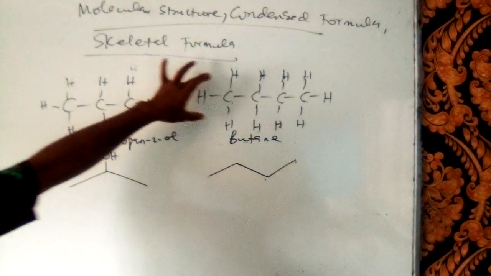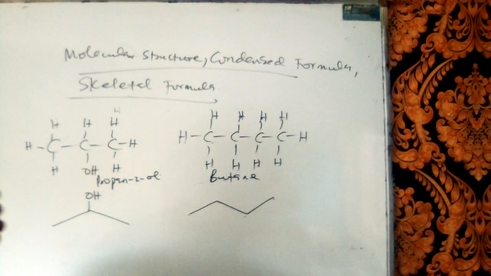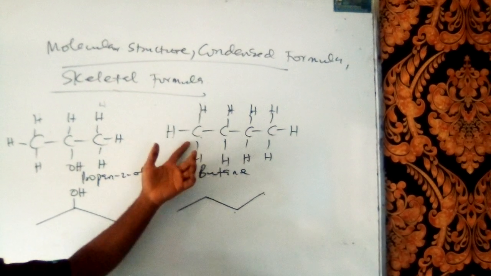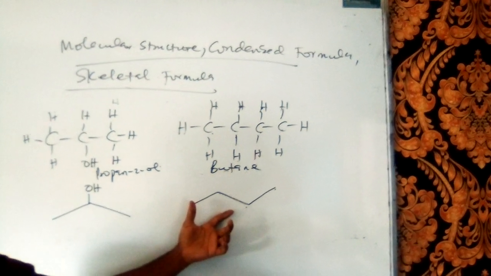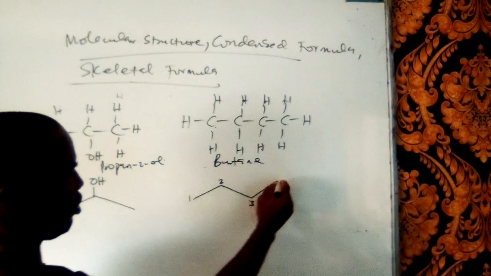Then this one, this is butane. This is the molecular formula of butane, C4H10. Then look at it. You see that this is the skeletal formula of butane. If you count the points, number 1, number 2, number 3, number 4.